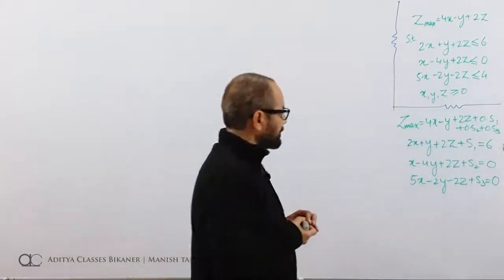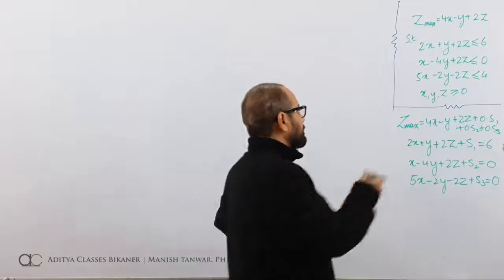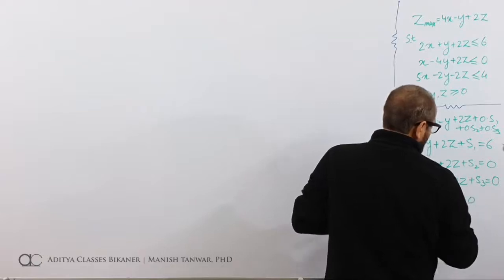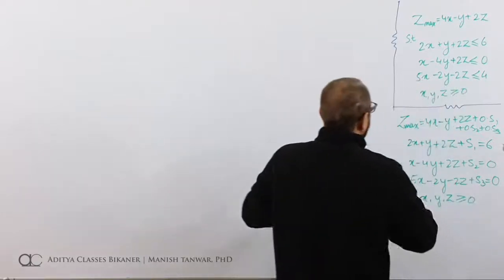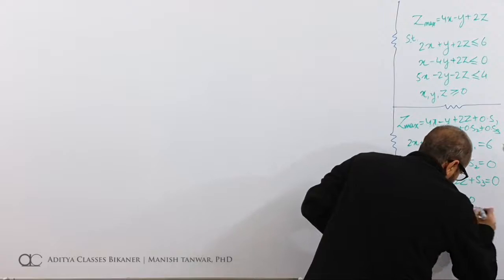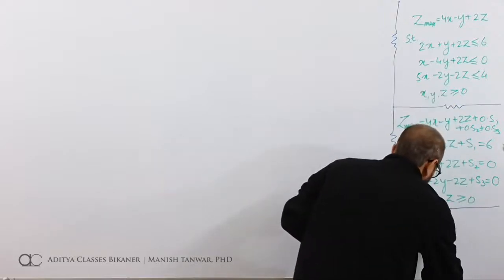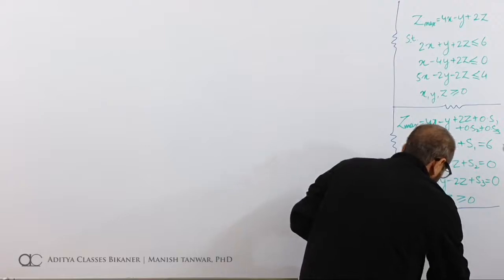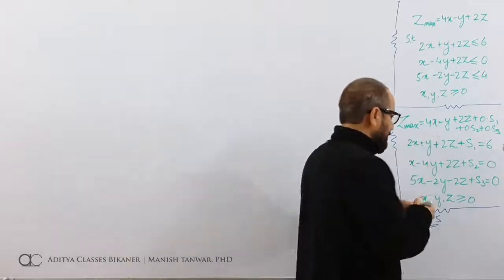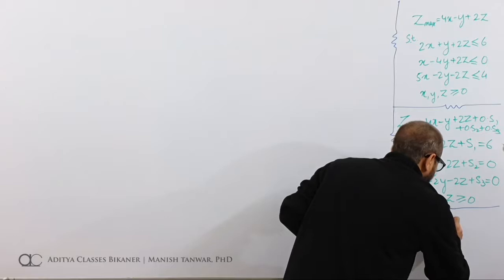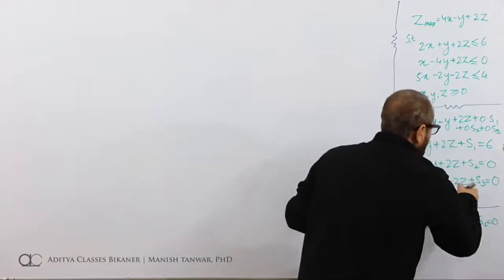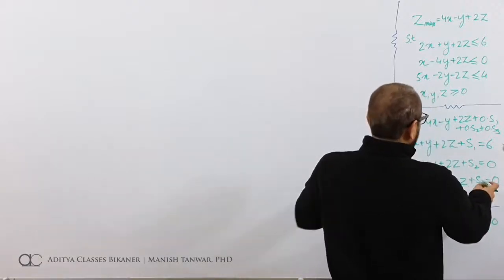This becomes our formulation, canonical converted into standard. Of course, still x, y and z are greater than or equal to 0. Can we have our IBFS from this standard form? For IBFS, we put all decision variables, that is x, y and z, as 0. If you make all decision variables 0, first constraint would give you S1 is equal to 6, second one would give you S2 is equal to 0, third one would give you S3 is equal to 4.